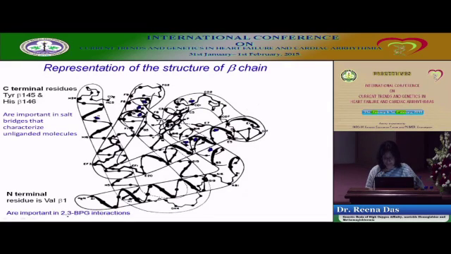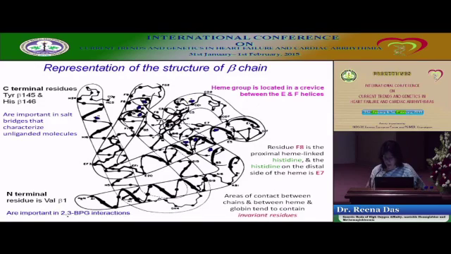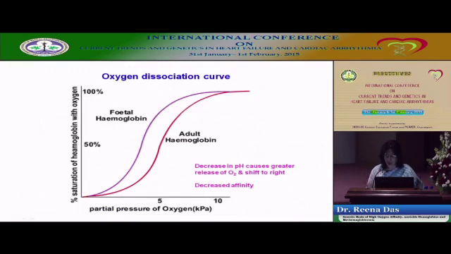Then we have the heme group, which is located in a crevice between the E and F helices, and you also have the specific residues, that is the F8 residue and the E7 residue. These two histidines are extremely important, and that's where the protoporphyrin ring comes and binds. So we can understand that there are certain areas of contact between the chains and between the heme and the globin which tend to contain invariant residues, where you will not have any tolerance of mutations.